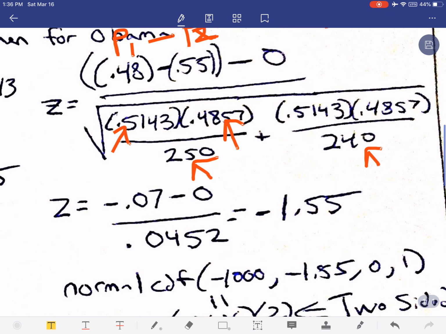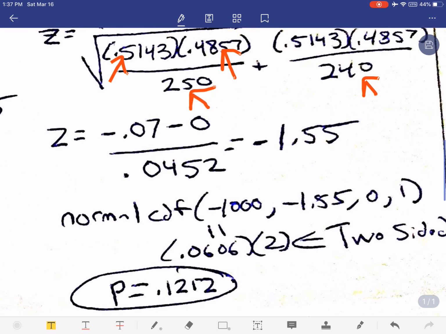And then our standard deviation should come out to 0.0452. So we calculate that out and it comes out to a z-score of negative 1.55. Remember, for just regular z-scores, we only need to include 2 decimal places. If you want to include more, that's fine, but for all these example problems, I'm only going to include 2.